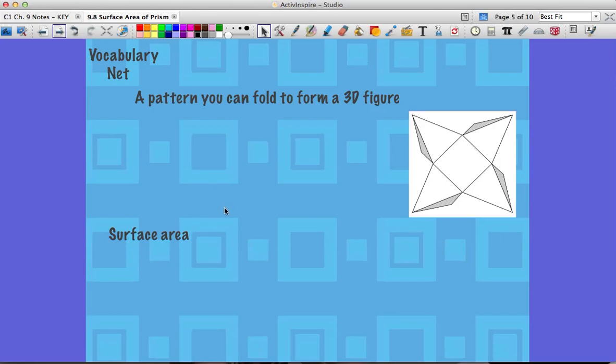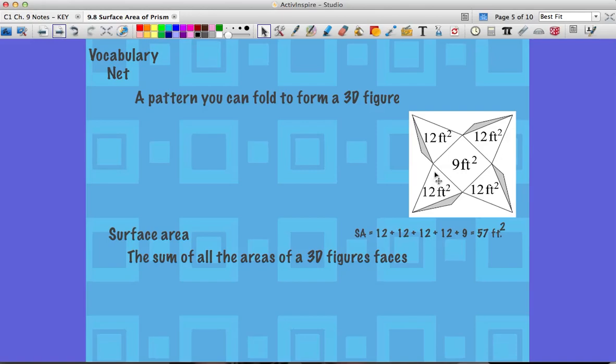And now the surface area is the sum of all the areas of 3D figures' faces. So the net helps us to find the surface area of the 3D figure by allowing us to pull apart the shapes. So in this case, we took the triangles and found that each of their areas were 12 feet squared and that the area of the square was 9 feet squared. And then if you take each of the areas and add them together, you get 57 feet squared.